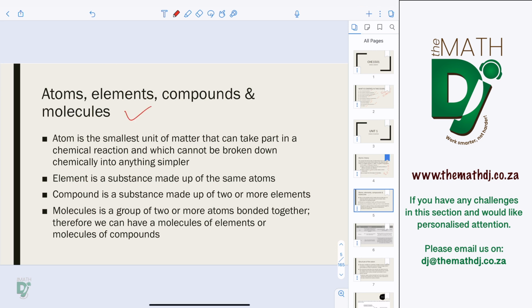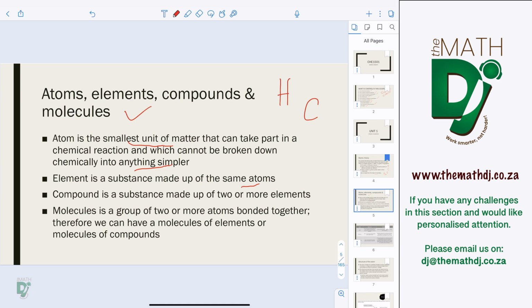An atom is the smallest unit of matter that can take part in a chemical reaction and which cannot be broken down chemically into anything simpler. So an atom is the smallest unit of matter, which means there is nothing smaller than an atom. An element is any substance made of the same atoms. So we can have a hydrogen element, a carbon element, so hydrogen, carbon, each is the same element.